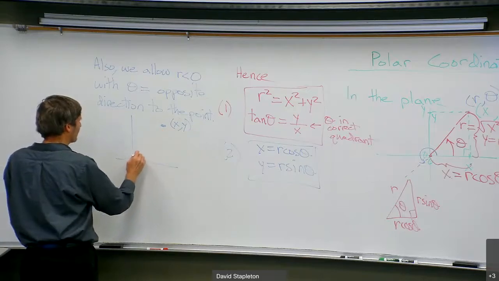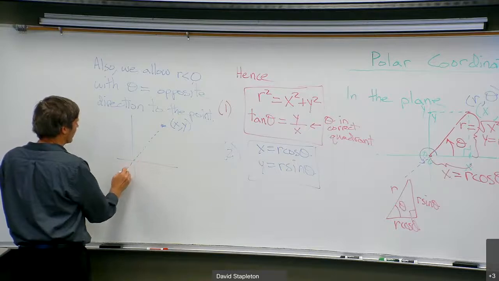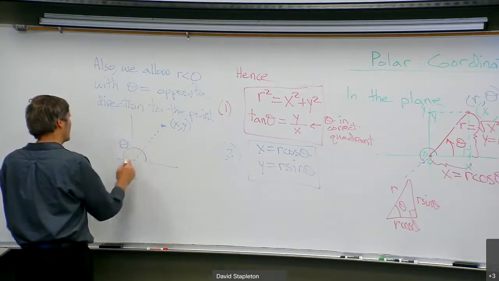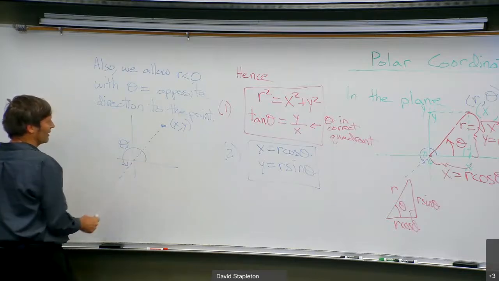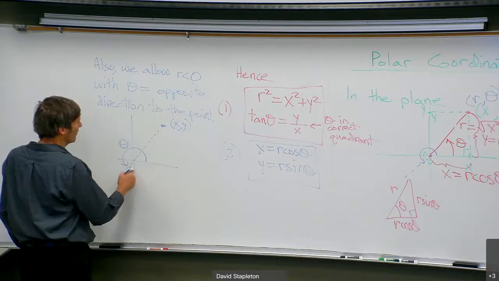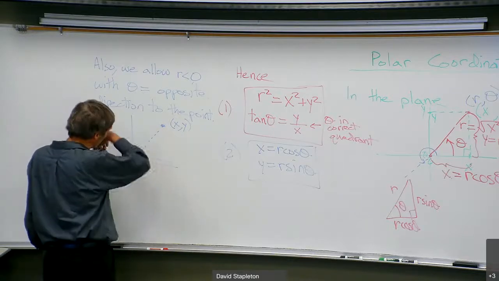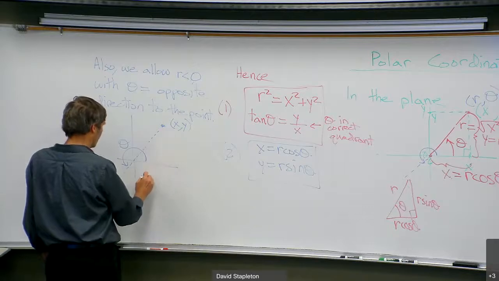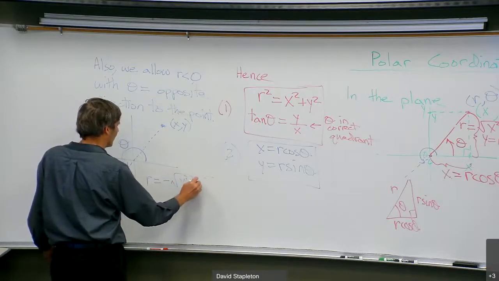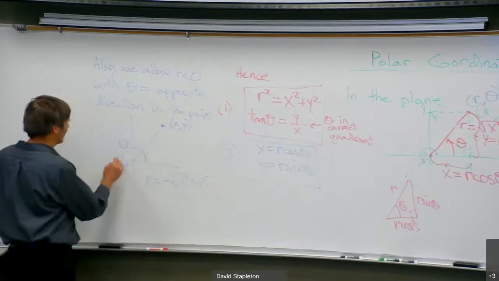I can consider this line segment out here again, and then go the opposite direction here and let theta be this angle, which goes the opposite way from the point x, y, and then r will be minus this distance. And so we'll say, in this case, r equals minus the square root of x squared plus y squared, minus the distance. And again, it turns out that tangent theta is y over x.